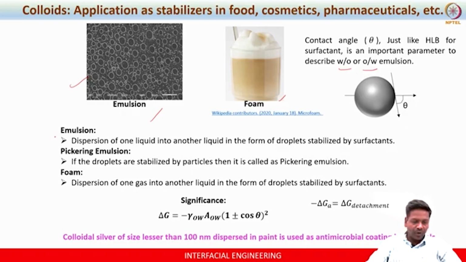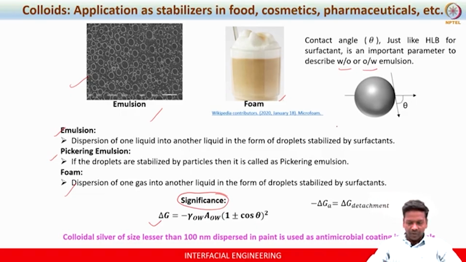So you know what is emulsion, Pickering emulsion, foam, and this equation that gives the detachment energy, we have also discussed during module number 2. This equation signifies that as a function of the size of the particle, if the size of the particle goes up, the Gibbs detachment energy also goes up, and it can also be controlled using theta, the contact angle of the particles.